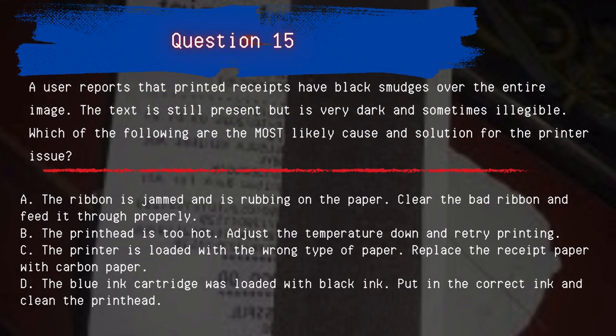Question 15. A user reports that printed receipts have black smudges over the entire image. The text is still present but very dark and sometimes illegible. Which of the following are the most likely cause and solution of the print issue? A. The ribbon is jammed and is rubbing on the paper. Clear the bad ribbon and feed it through properly. B. The print head is too hot. Adjust the temperature down and retry printing.